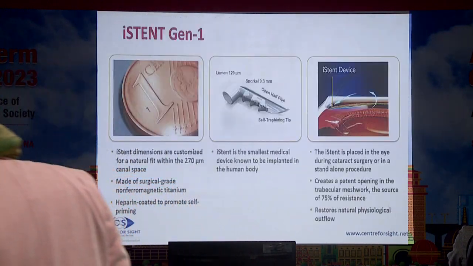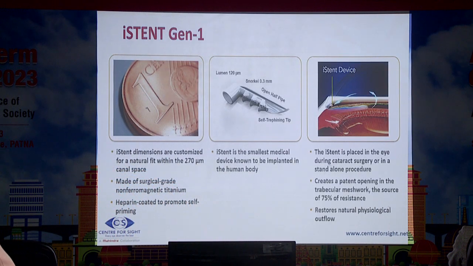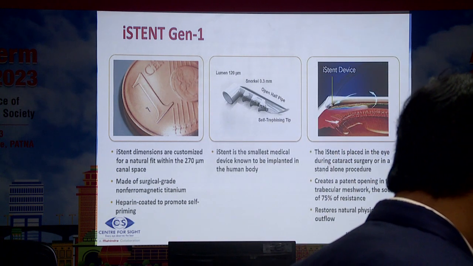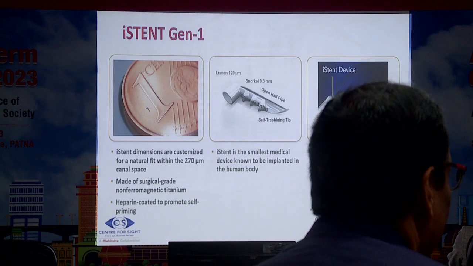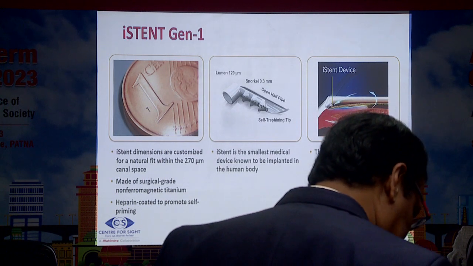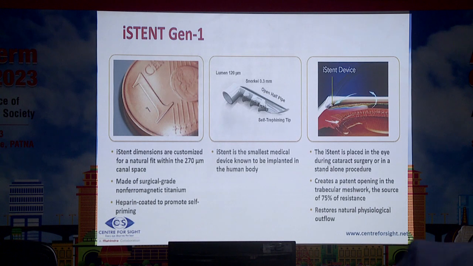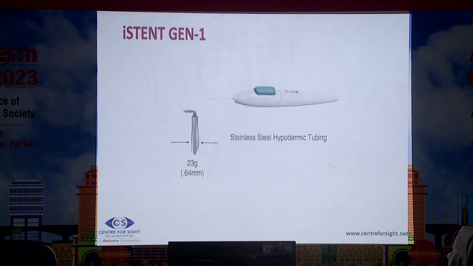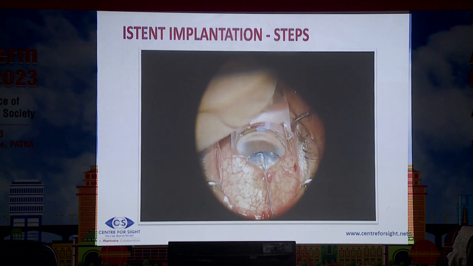I'll skip the case. This is the iStent Gen 1. It's one of the smallest medical devices to be implanted in the human body. It's made of titanium, which is heparin coated, and it goes in the trabecular meshwork to drain the aqueous through the natural pathways. This is how the injector looks, and this is how we implant it.